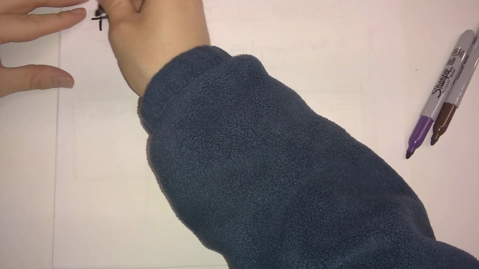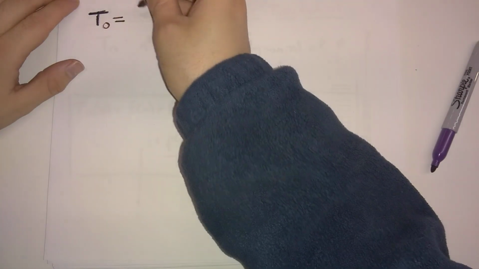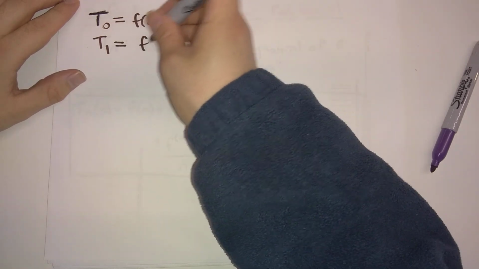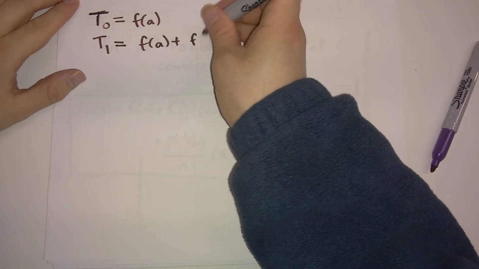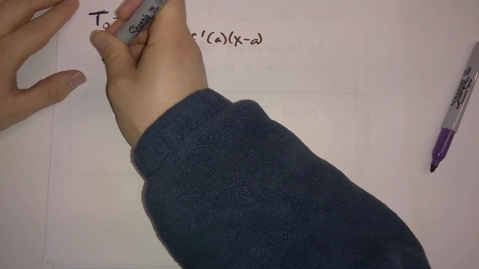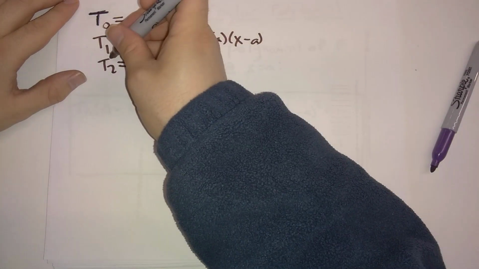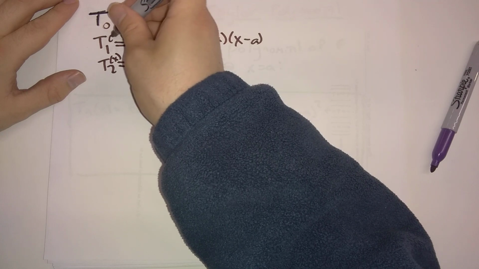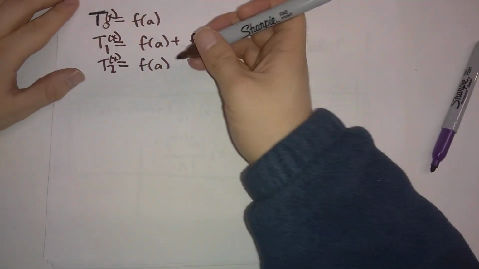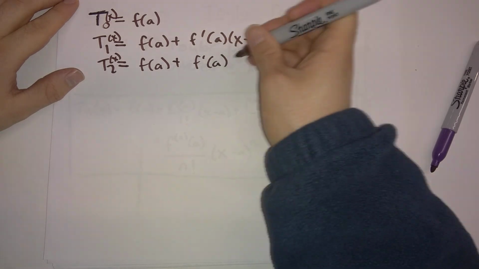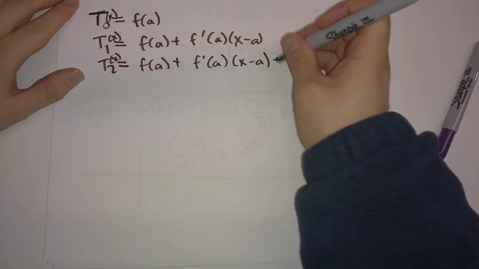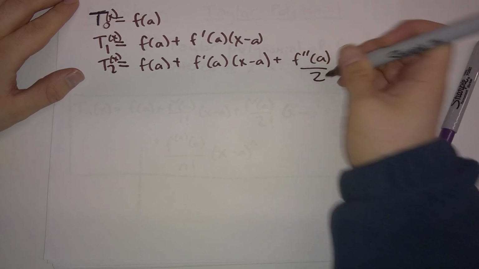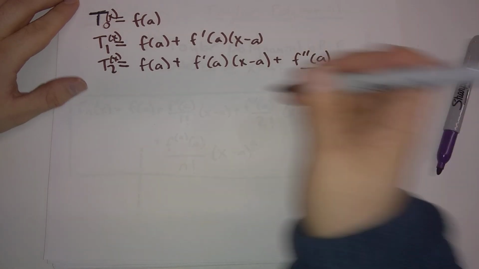So in general, let's just write out the first couple of Taylor polynomials here. That marker has seen better days. T sub 0 is just going to be f of a. T sub 1 is going to be f of a plus f prime of a times x minus a. T sub 2 of x is going to be f of a plus f prime of a times x minus a plus f double prime of a divided by 2 times x minus a squared.